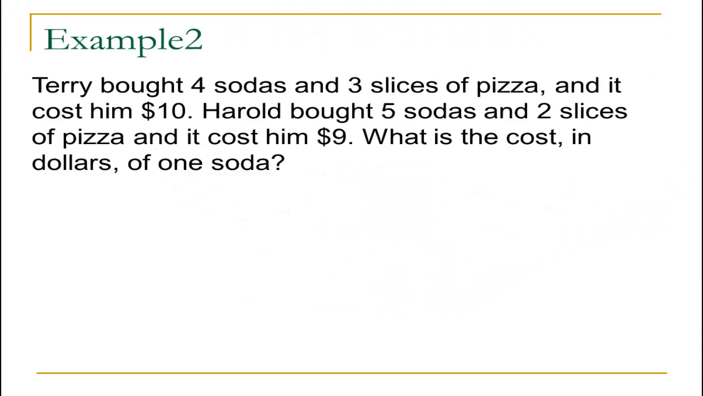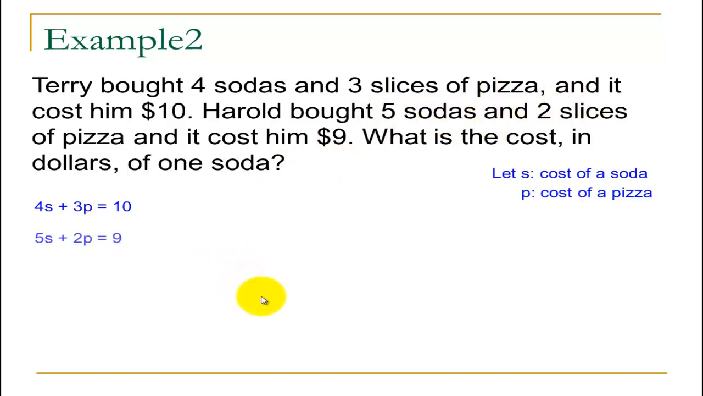To set up our system, I am going to use S and P to represent our variables. So let S be the cost of a soda and P will be the cost of a pizza. It says here that Terry bought 4 sodas and 3 slices of pizza and it cost him $10. So we can write this as 4S plus 3P equal to 10. And then Harold bought 5 sodas and 2 slices of pizza and it cost him $9. So that's 5S plus 2P equals $9. Alright, so this will be the system that we have to use.